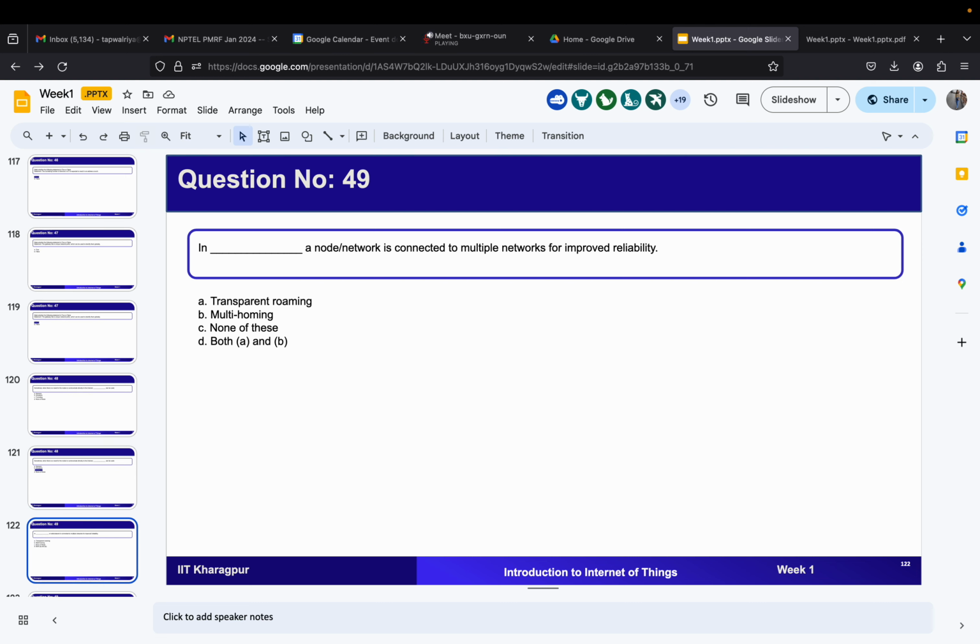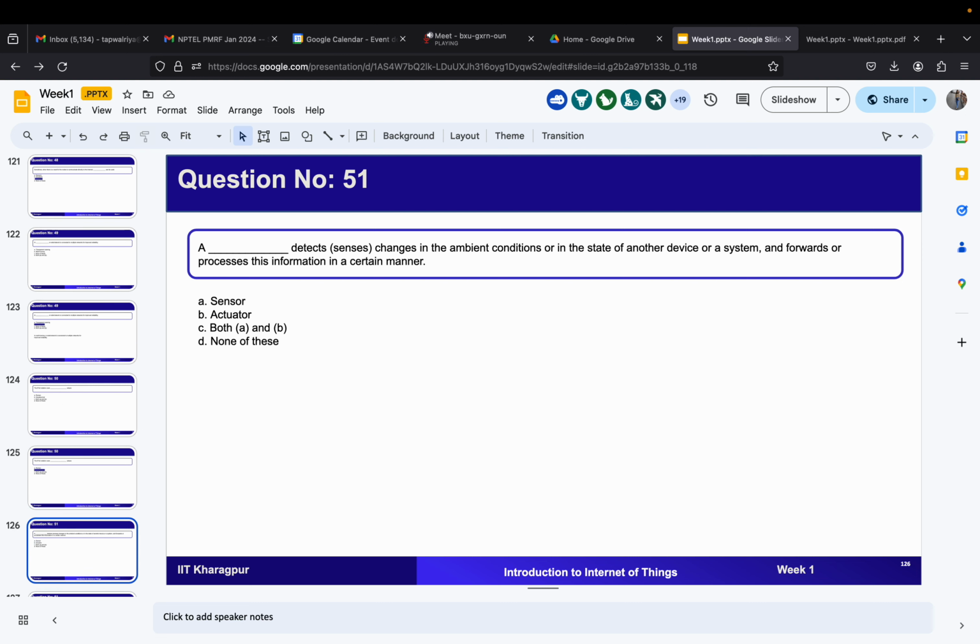Next question is, in blank, a node or network is connected to multiple networks for improved reliability. Options are transparent roaming, multi-homing, none of these, both A and B. Multi-homing. Right, in multi-homing, your device or node is connected to multiple networks at the same time. Next question is, IPv6 notation uses blank values. Options are Roman, hexadecimal, both A and B, none of these. Hexadecimal, right. IPv6 addresses use hexadecimal values.